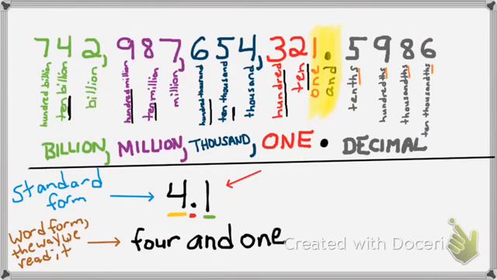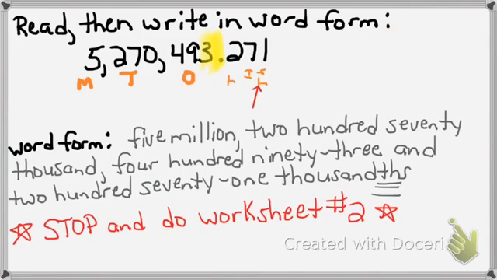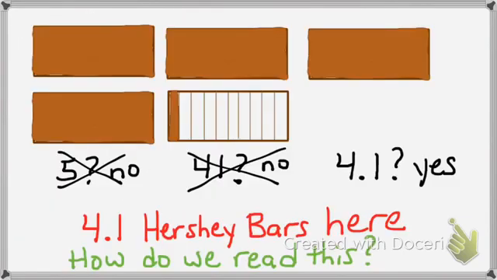But if I read that 4 and 1, that doesn't make sense. I don't have 4 and 1 Hershey bar. If I look back at the picture, I don't have 4 and 1 Hershey bar because that would be 5. And we said that 5 is not the number of Hershey bars that I have. I have 4 and 1/10 of a Hershey bar.